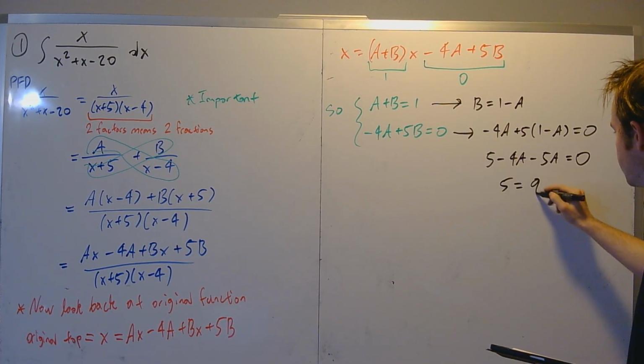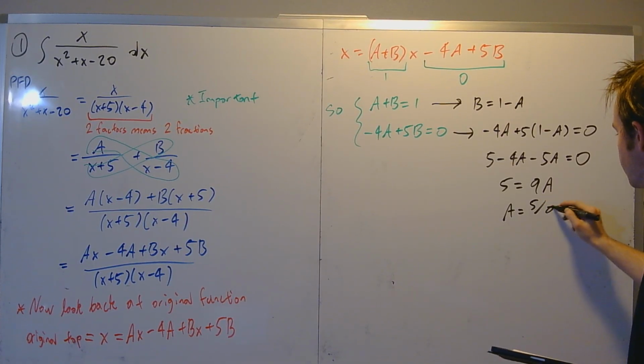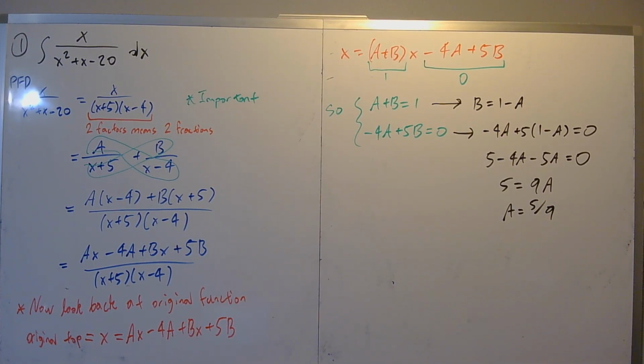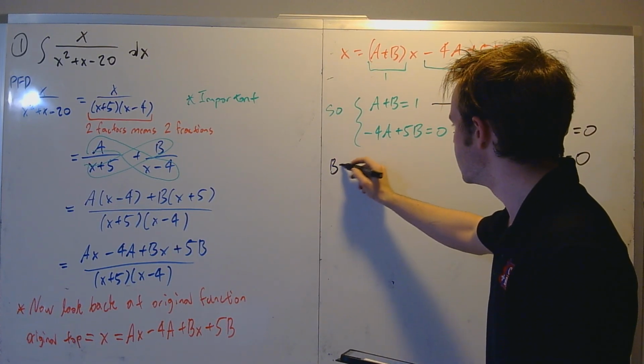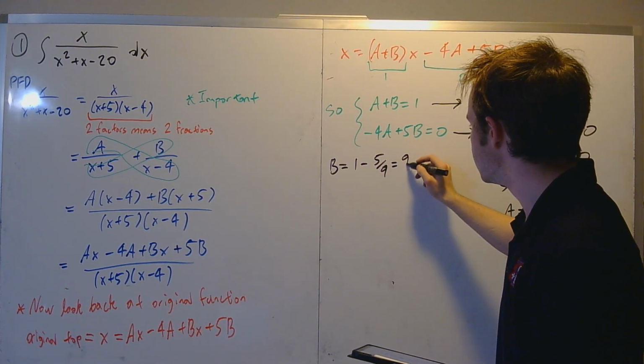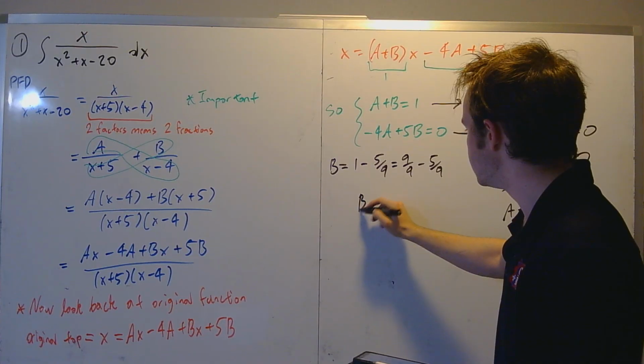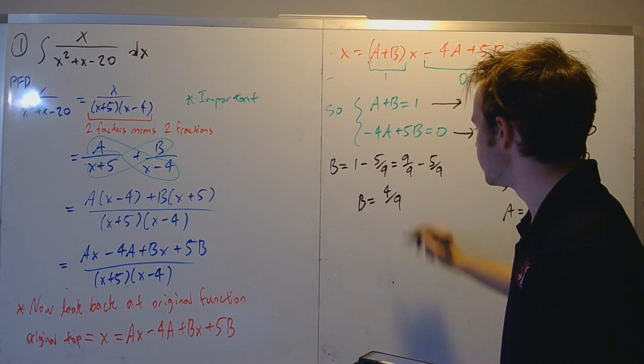So 5 equals 9a. So a equals 5 over 9. Right? So that's how we would get that. So a is 5 over 9. We plug that into this equation. So b equals 1 minus 5 over 9, which is 9 over 9 minus 5 over 9. So we're going to get that b equals 4 over 9.